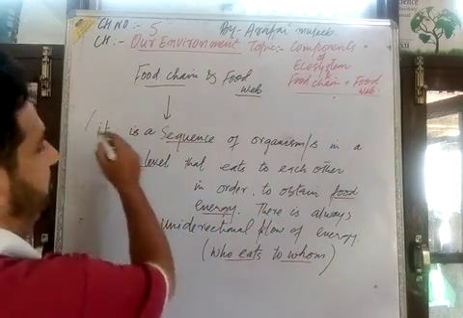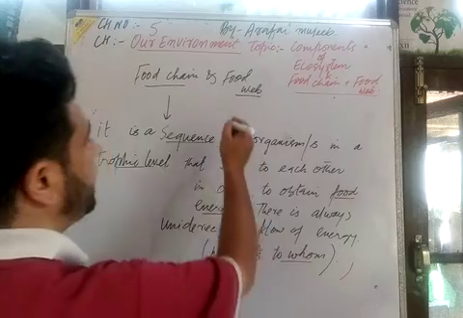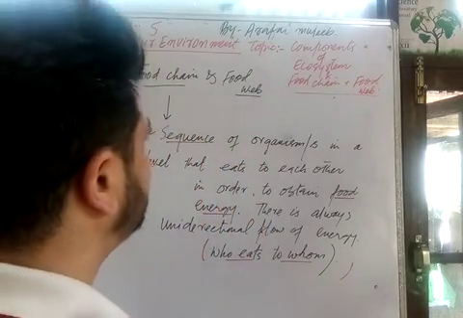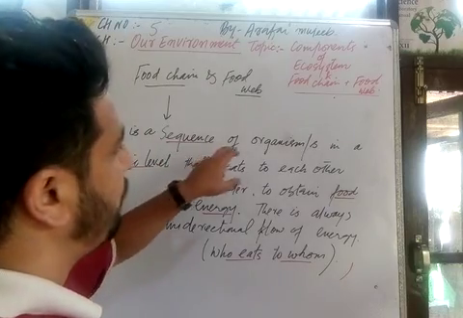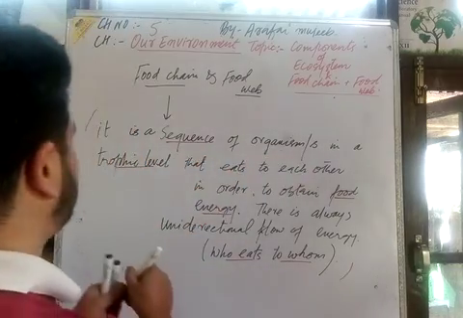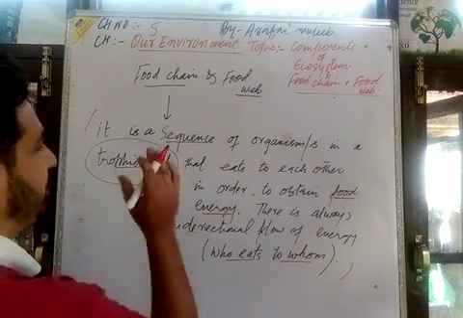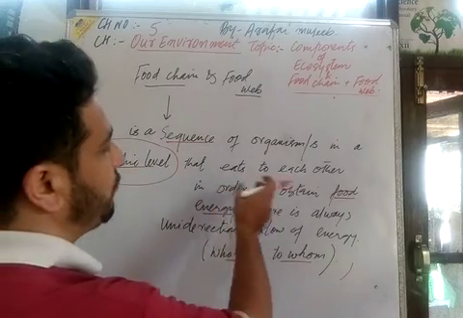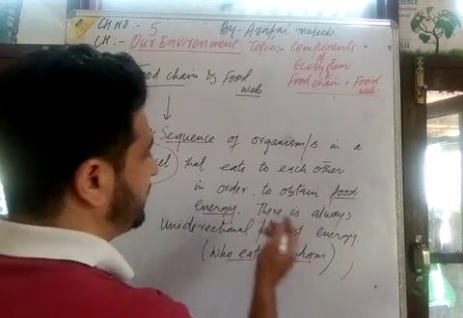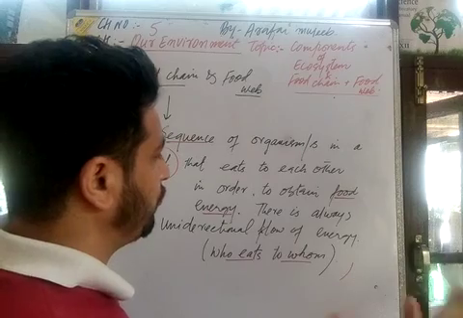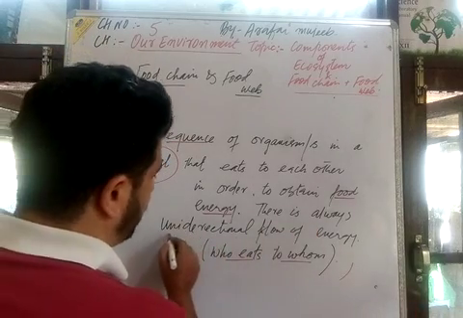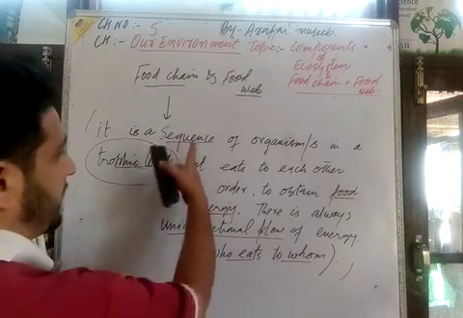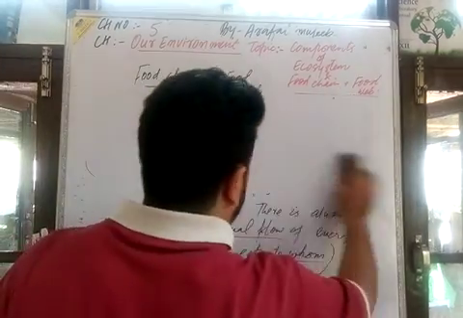So here in a food chain, in a given ecosystem, it is a pattern, a sequential order of organisms. There are separate trophic levels at which a particular organism obtains its food, and they feed on each other in order to obtain energy. Energy is used to do work. The important point is the unidirectional flow of energy. I will explain this with the help of an example.